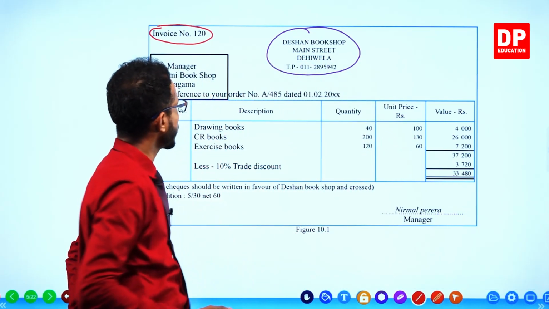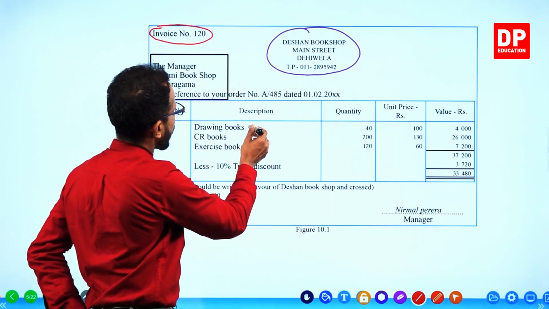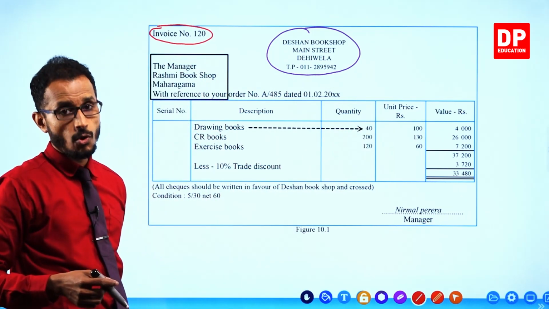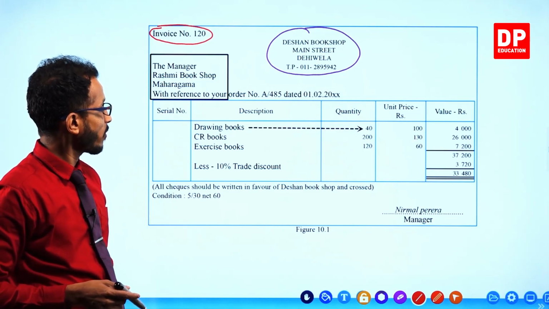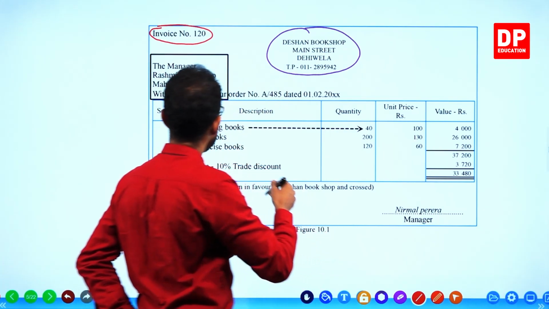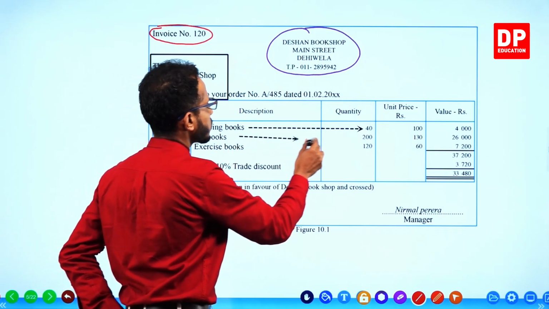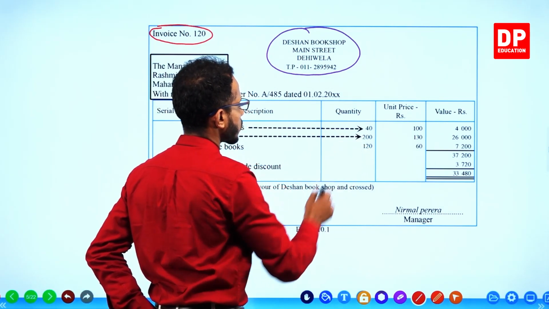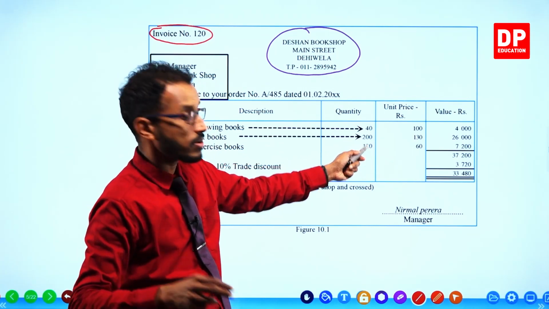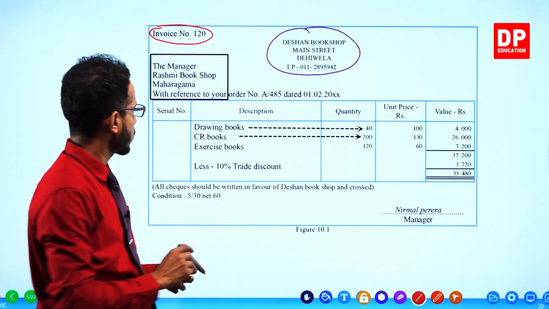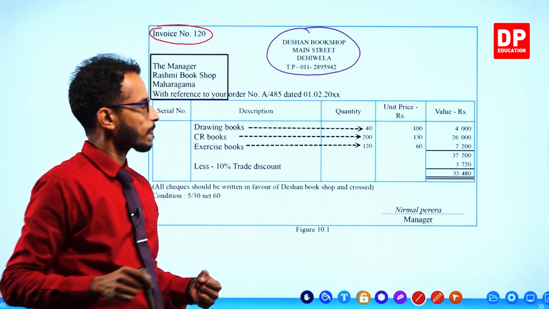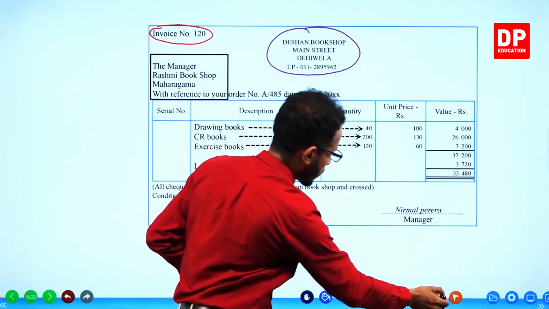Here, children, I have purchased drawing books, 40 of them. Then CR books, I have purchased 200. No, I'm sorry, that is 200. I have bought 200. Then exercise books I have bought 120.